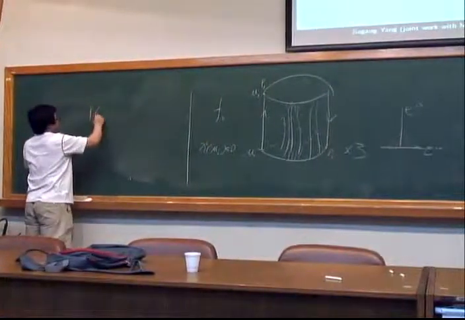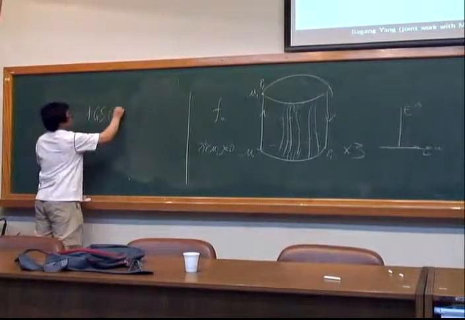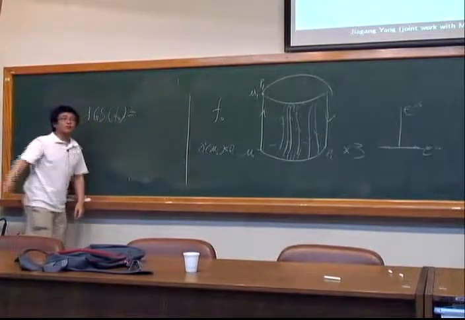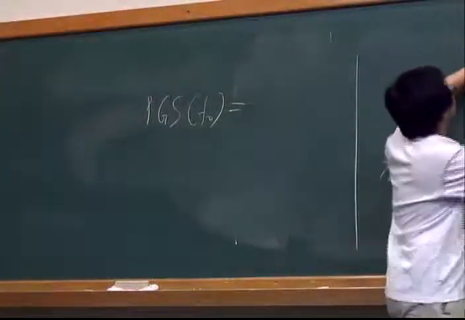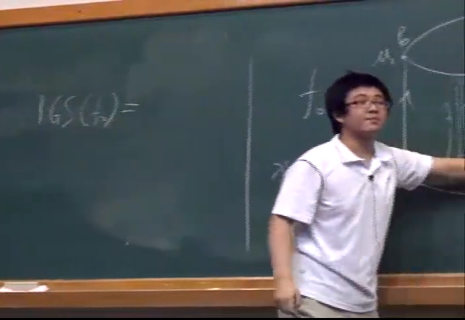The perfect graph structure for Fz is two elements. You can check. One is P1, another is Pz, another is P1.